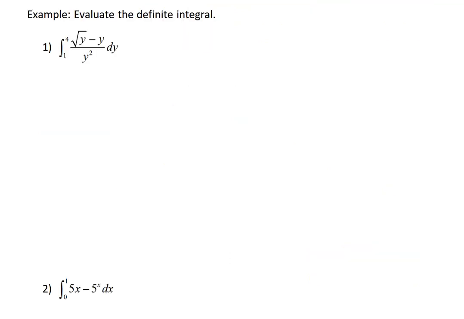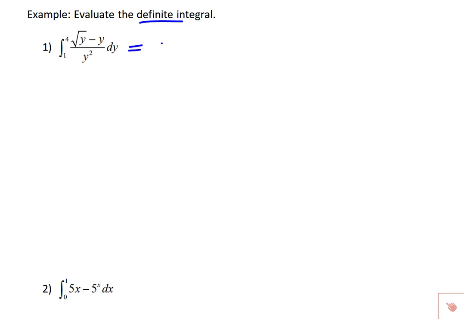Let's try some more examples, but this time we're going to evaluate the definite integral, just as some more practice with these. We've already been doing them. The first example is the definite integral from 1 to 4 of the following function. The numerator of it is the square root of y minus y, and then the denominator is just y squared. Recall that for definite integrals, we want to use the fundamental theorem.